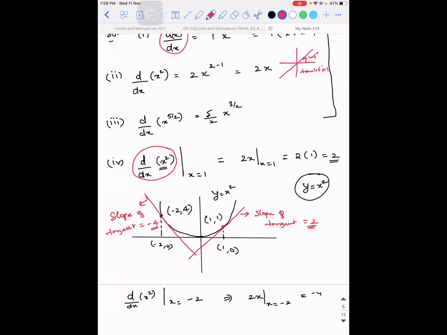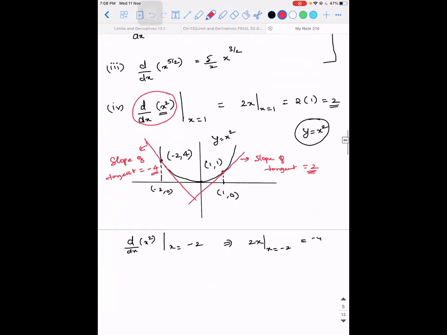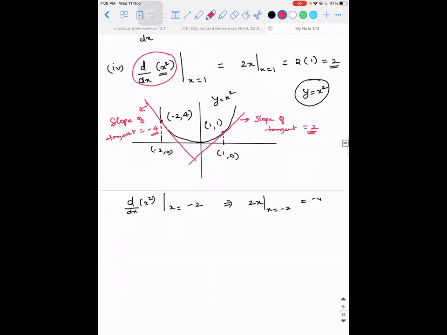Guys, are you able to understand all these concepts? I'm just trying to connect all the dots. Okay. So this is all about the derivative of x power n.